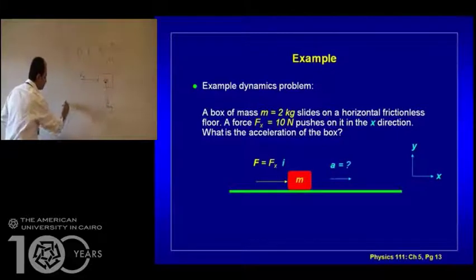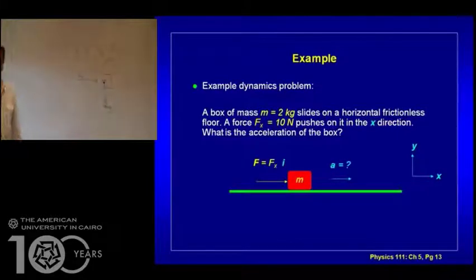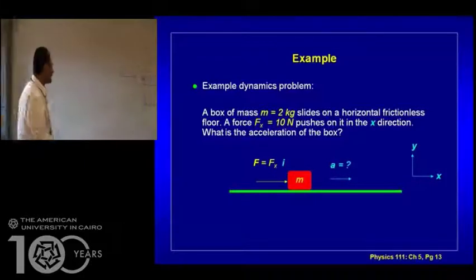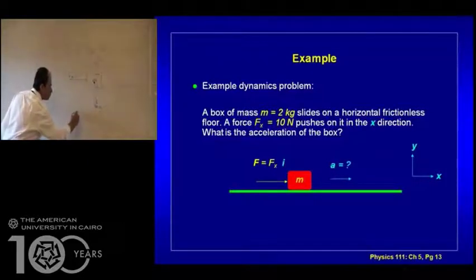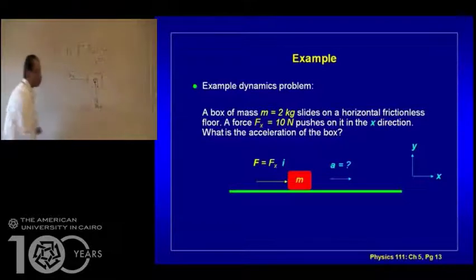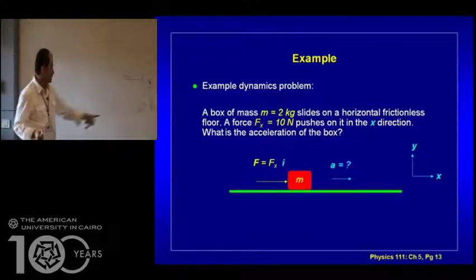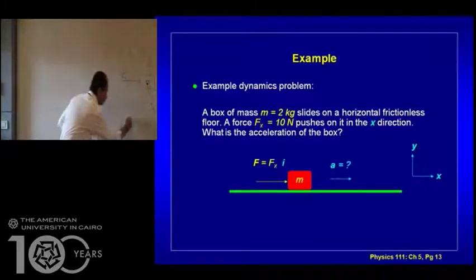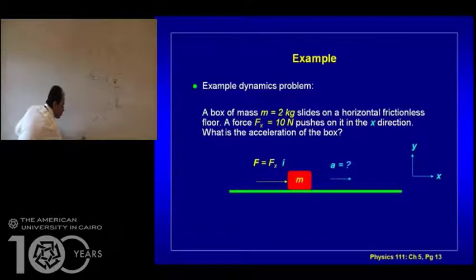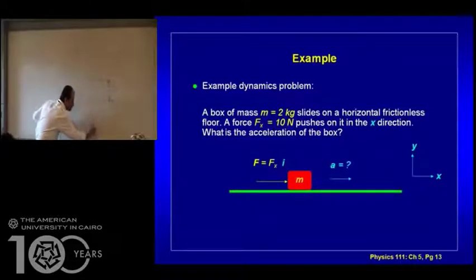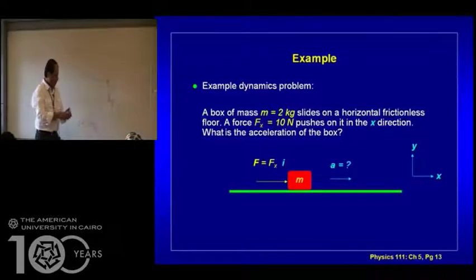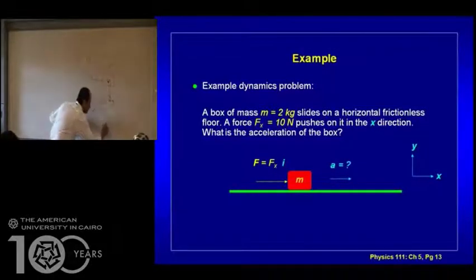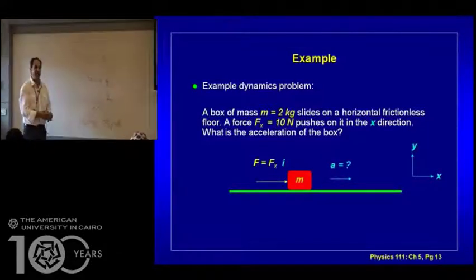Step number 2. What to do? We write down Newton's second law, which states that the sum of the forces equals mass times acceleration. Since this is a vector, you have to break this equation into 2 equations. Sum of the forces along the x-axis equals mass times acceleration along the x-axis, and sum of the forces along the y-axis equals mass times acceleration along the y-axis. That's step number 2.